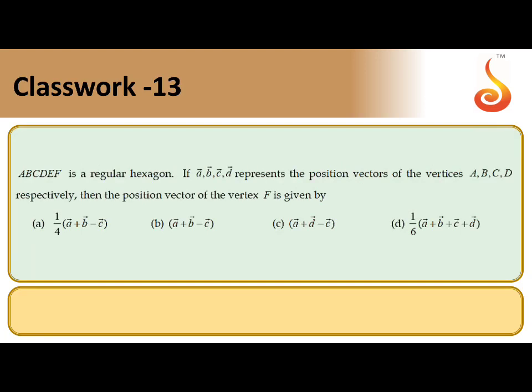13th question. ABCDEF is a regular hexagon. If A bar, B bar, C bar, D bar represent the position vectors of A, B, C, D, then find the position vector of F. So they are given OA bar equal to A bar, OB bar equal to B bar, OC bar equal to C bar, and OD bar equal to D bar. They are asking for the position vector of F in terms of A, B, C. So I will solve the question on the next page. This is clear.